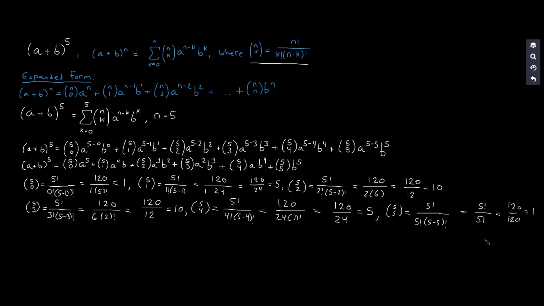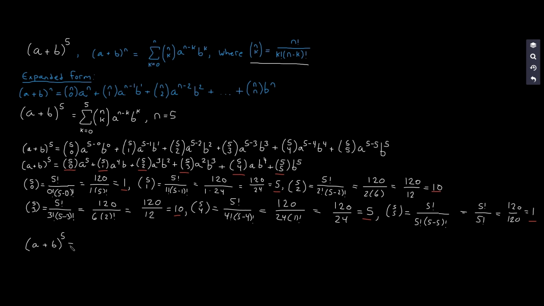So now we have all of the coefficients that we need. We could just plug these in. 5 choose 0, we found that to be 1. 5 choose 1, we found that to be 5. 5 choose 2, we found that to be 10. 5 choose 3, we found that to be 10. 5 choose 4, we found that to be 5. 5 choose 5, well, that was 1.